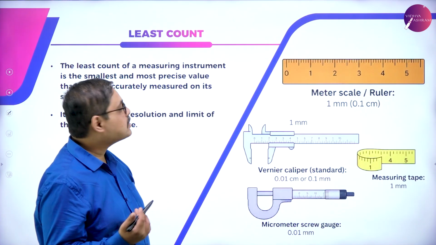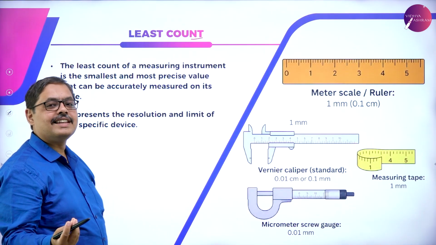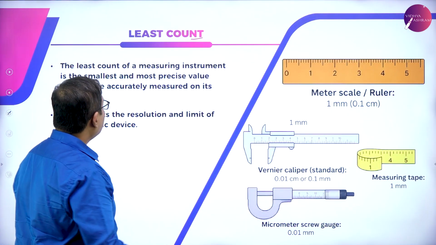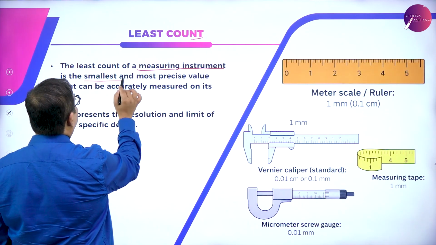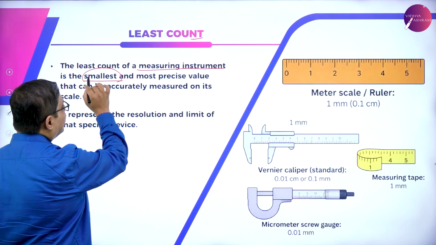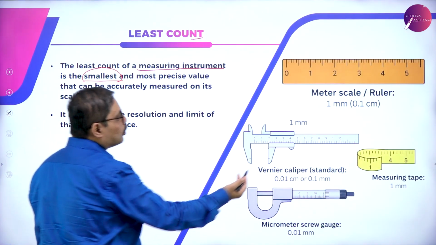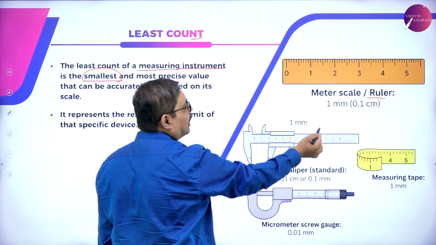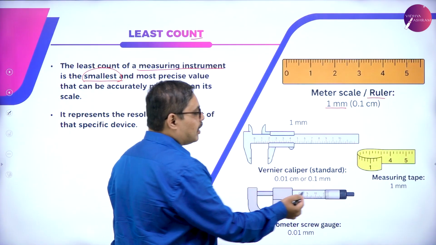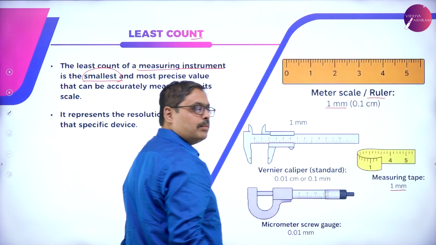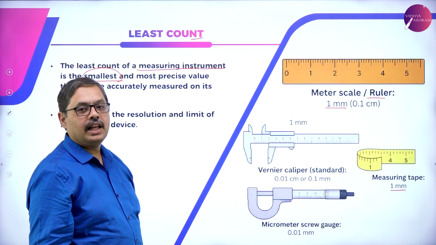Let us move towards the next concept, which is regarding the least count. Now, what does this least count mean? Least count is the minimum measurement that any measuring instrument can make. The smallest measurement that any instrument can make is called the least count. Suppose you take the ruler. We all know that we can measure a minimum of 1 millimeter on that ruler or scale. Similarly, on a measuring tape also it is 1 millimeter. The least count of a scale or a measuring tape is usually 1 millimeter.